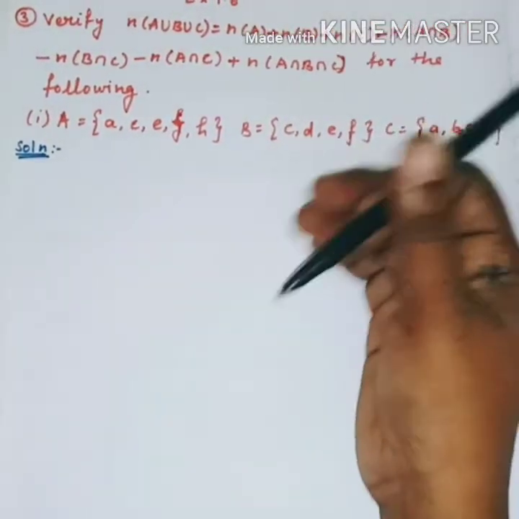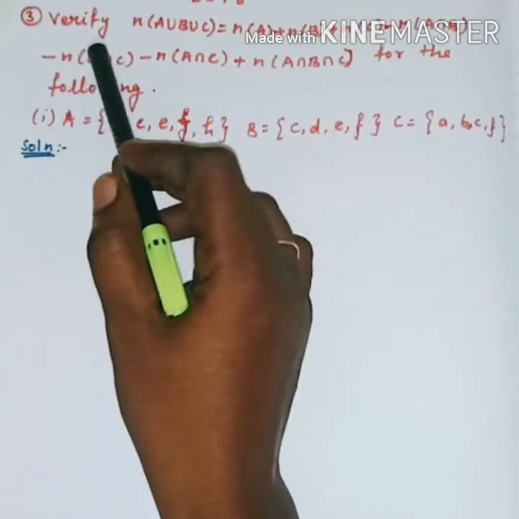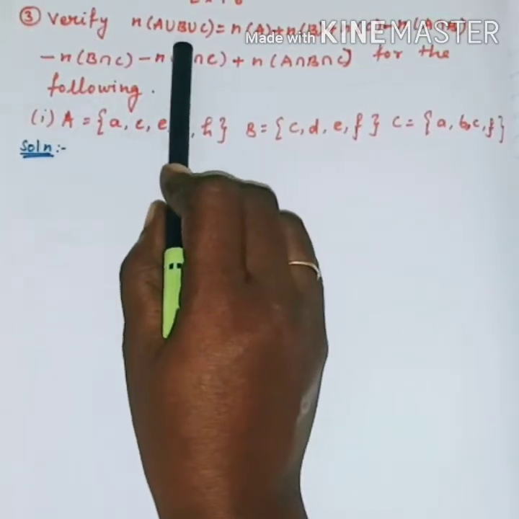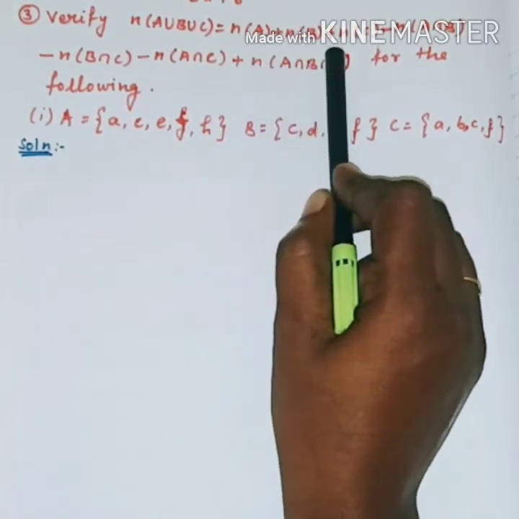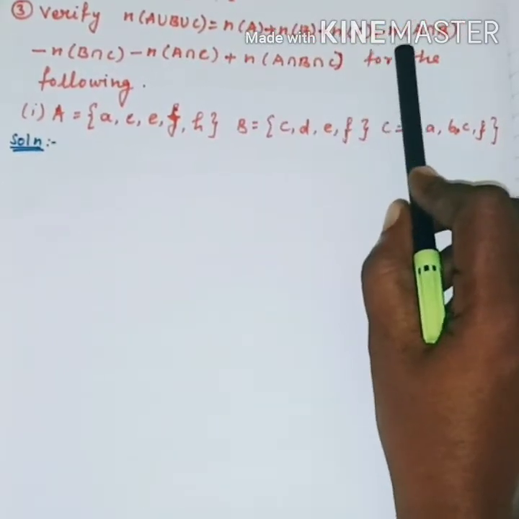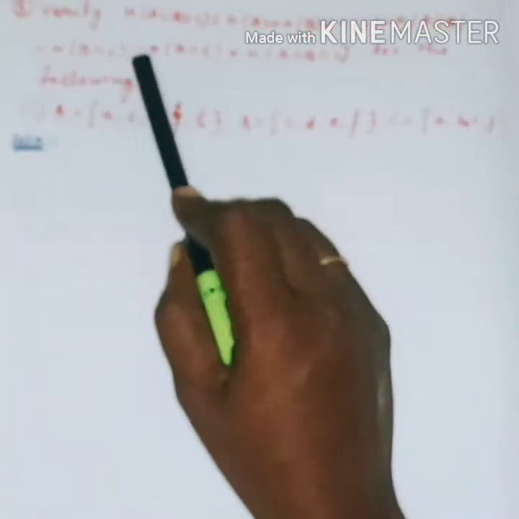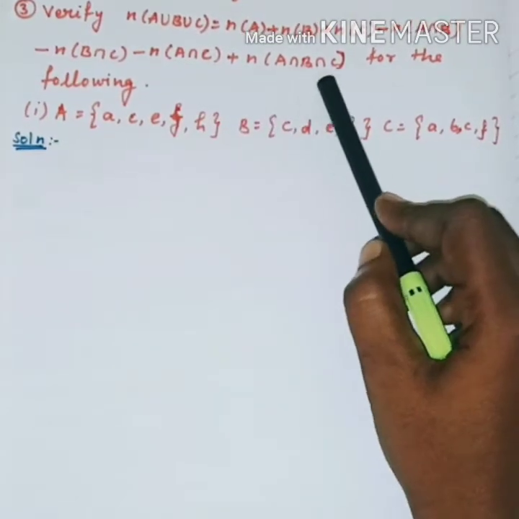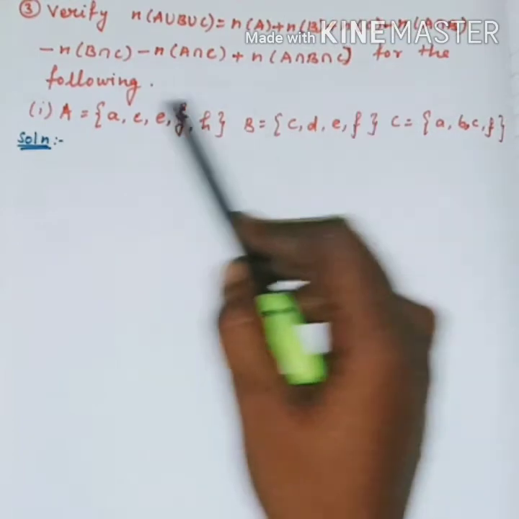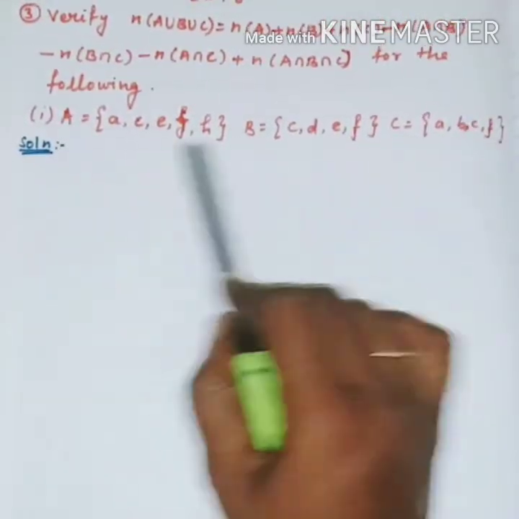Next, exercise 1.6, third sum. Verify n of A union B union C is equal to n of A plus n of B plus n of C minus n of A intersection B minus n of B intersection C minus n of A intersection C plus n of A intersection B intersection C for the following. We have to verify this law for these three sets.